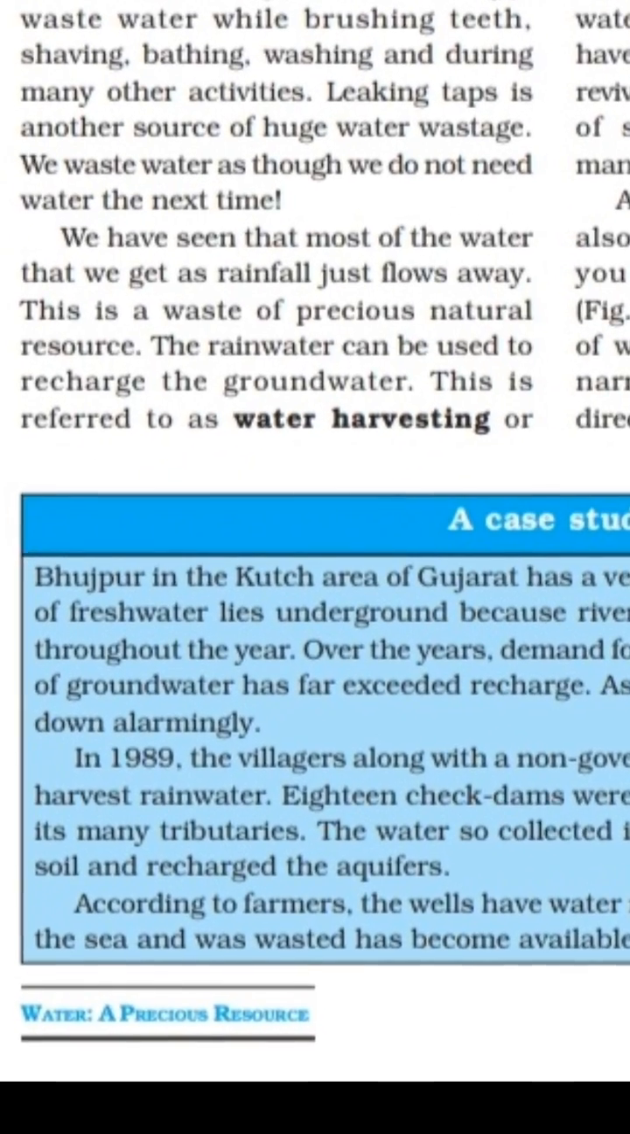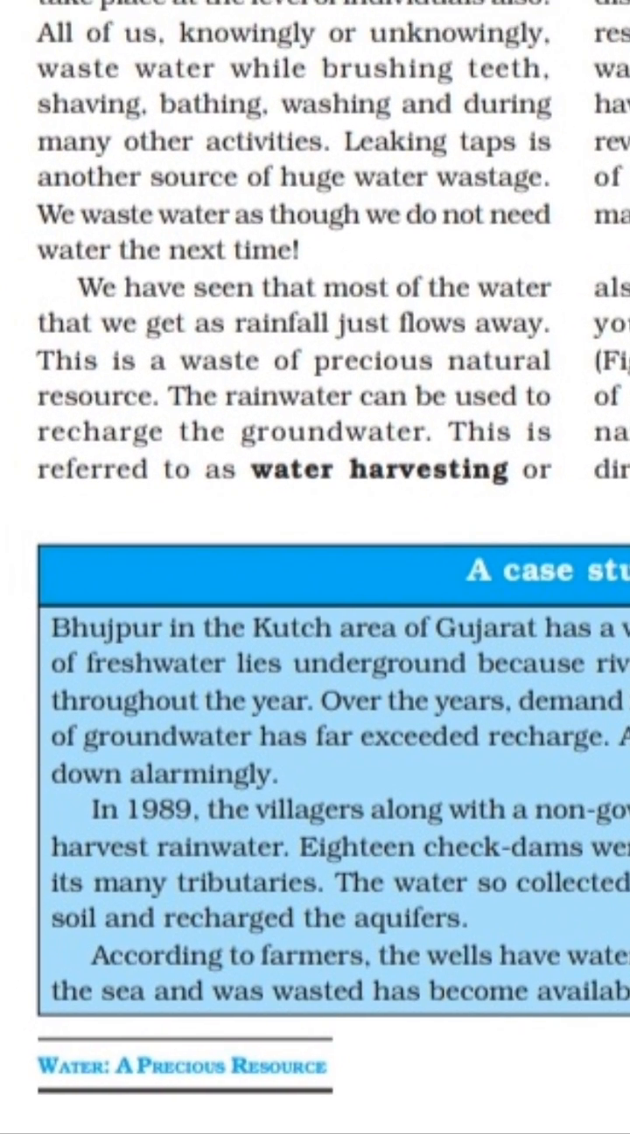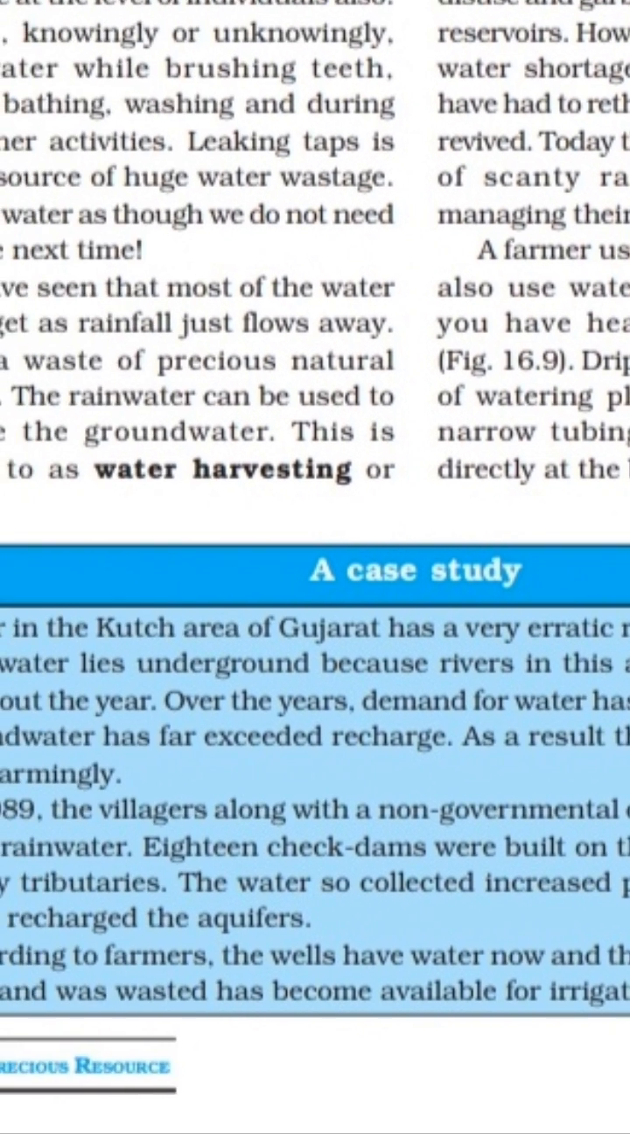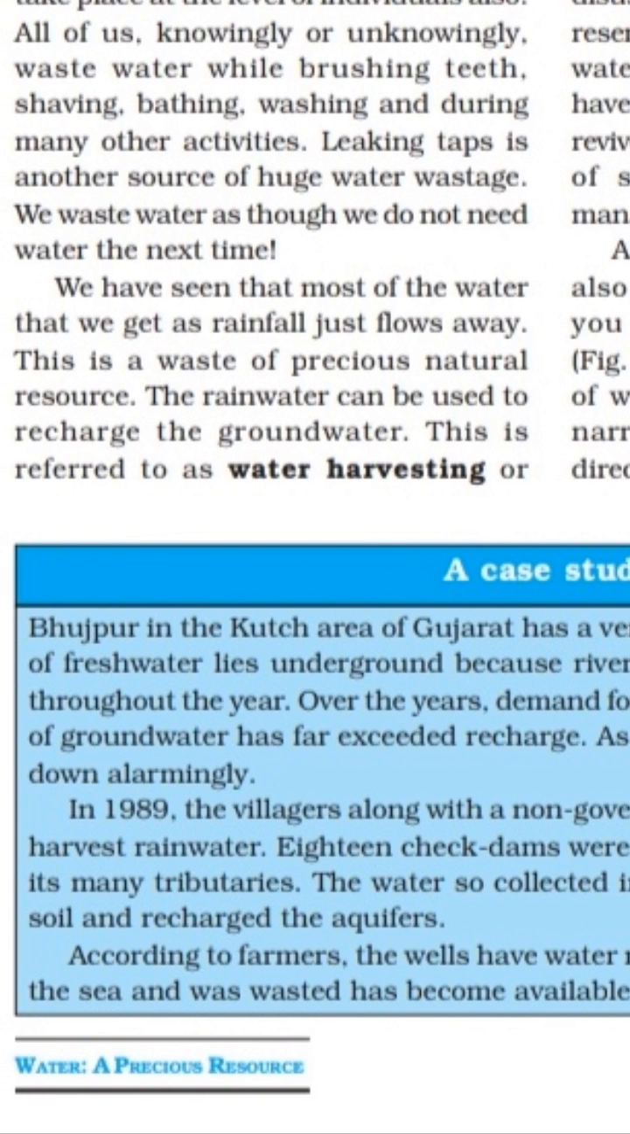Now see our next point, a case study. Bhojpur in Kutch area of Gujarat has very erratic rainfall. Erratic, irregular. The only source of fresh water lies underground because rivers in this area do not have water throughout the year. Bhojpur is an area in Gujarat with very little, irregular rainfall, and the only source of fresh water lies underground. They use underground water because the rivers in this area do not have water throughout the year, because of the low rainfall.